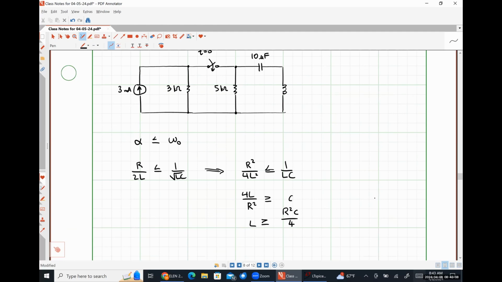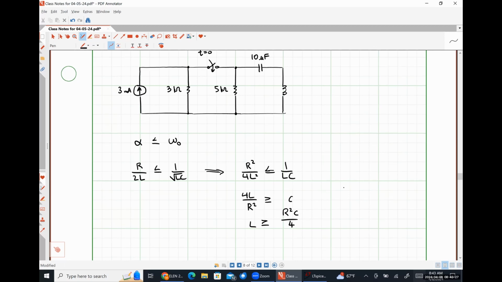R squared in this case, for what it's worth, is going to be 3 in parallel with 5, so that's 15 over 8. C was 10 micro. Divide that by 4. So our inductor looks like it needs to be greater than 8.789 henries. So let's make this guy 10 henries.